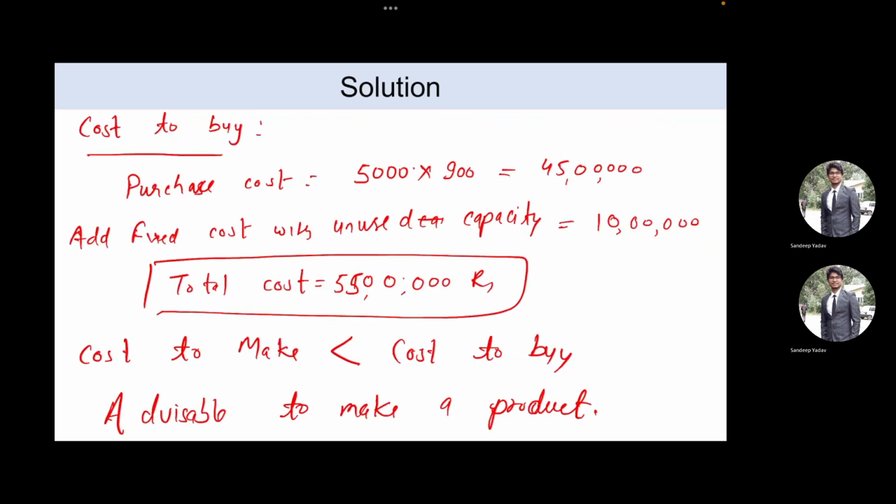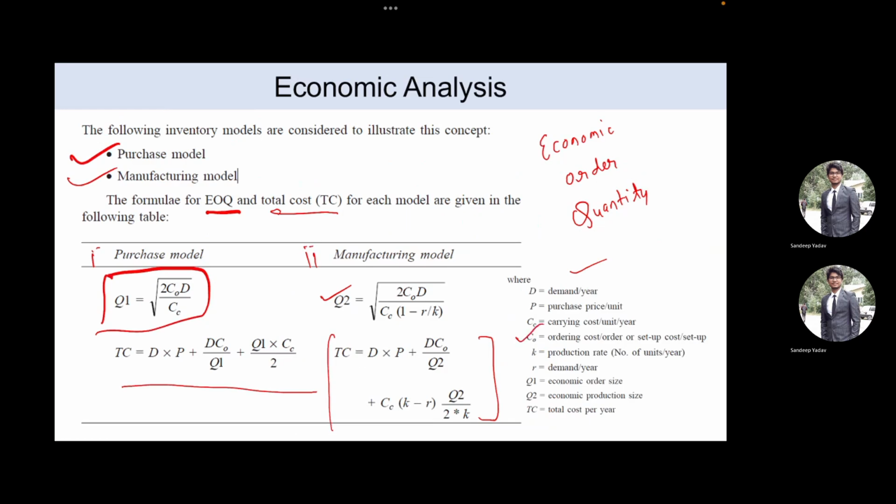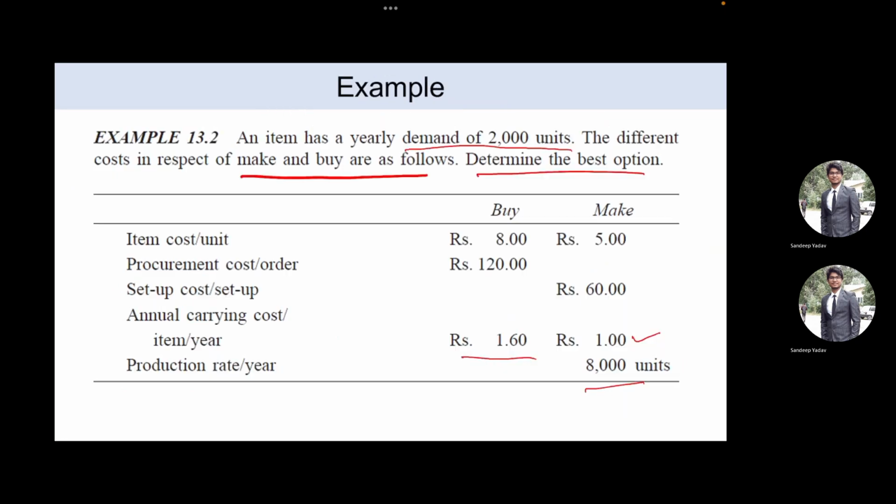The second is the economic analysis. There are also two things here. If you are purchasing a product, then the purchase model will apply, and if you are manufacturing a product, then the manufacturing model will apply. There is an ordering cost associated with the purchase model, and a production cost associated with the manufacturing model. This gives practical insights into what happens in real-life scenarios, based on the economic analysis.